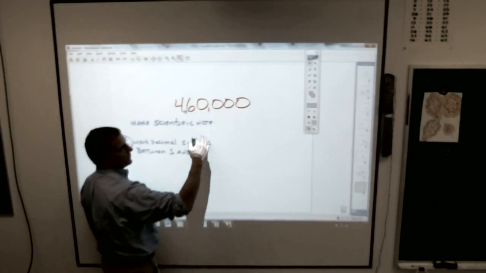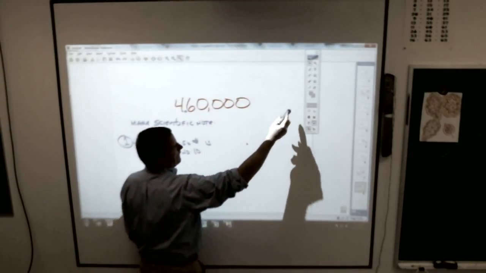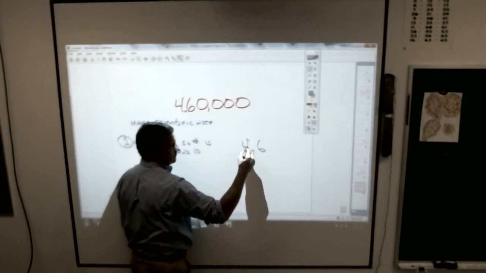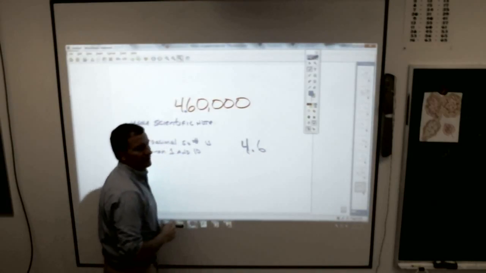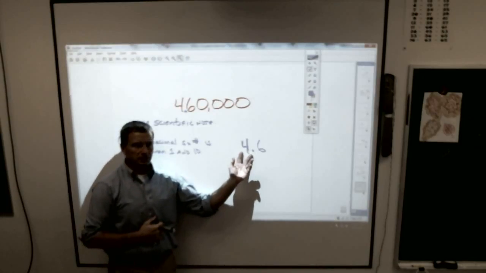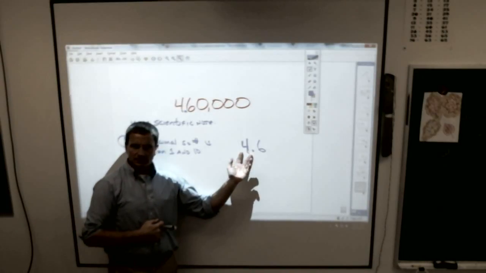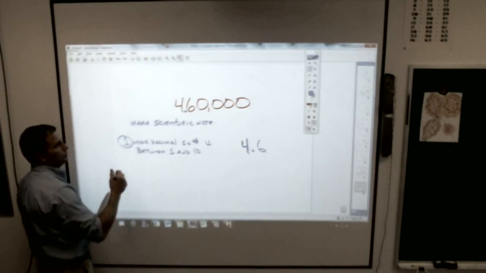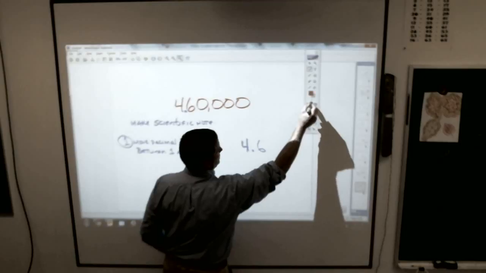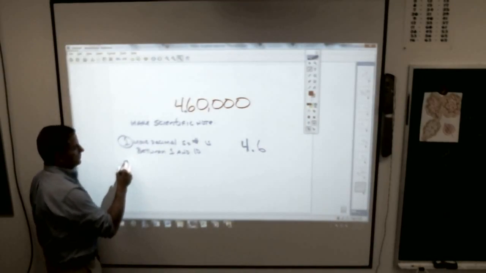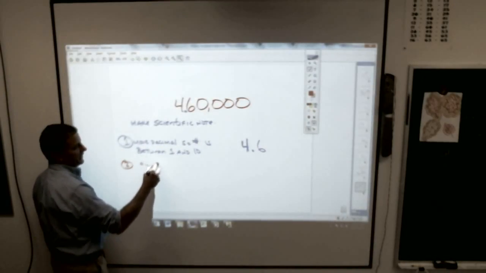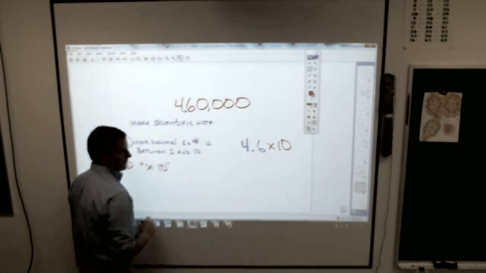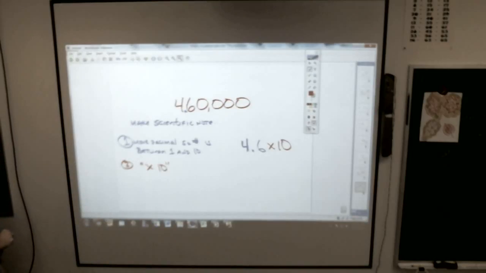Between 1 and 10 means you would make this 4.6. Really, the one thing to know is that you move the decimal so there's one digit that's not a 0 to the left of it. Okay? That 4 is between 1 and 10. Step number 2 is a very simple little step. Step number 2 is you write times 10 down. So this is going to be 4.6 times 10. How easy is that?